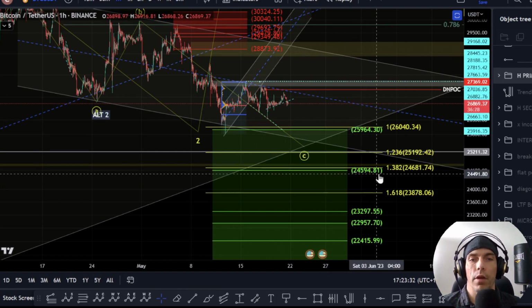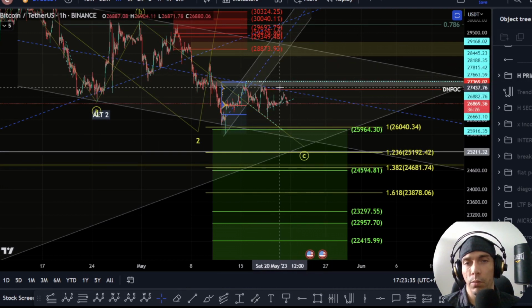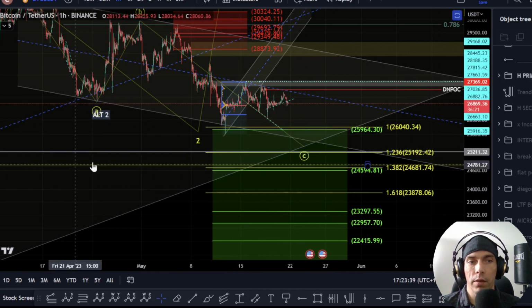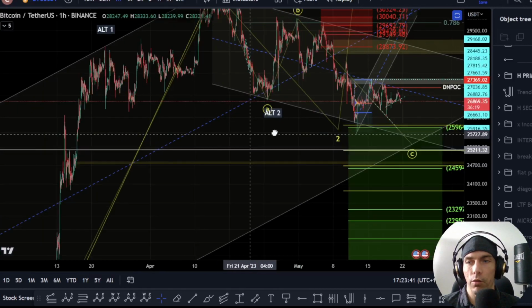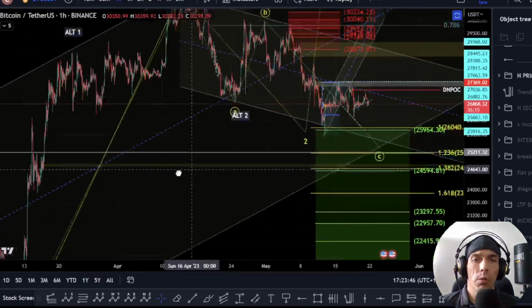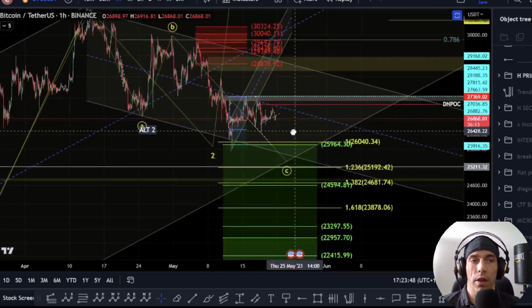Now if we did move down here, we'd have obviously the 50%, which is also sitting here towards this 24,594, and what I'd be keeping an eye on was a potential for this interaction onto this trend line. We also do have this level here sitting at this 25,211, which would be coming and back testing basically these highs. So what we would be looking for is actually an interaction with this ideally.